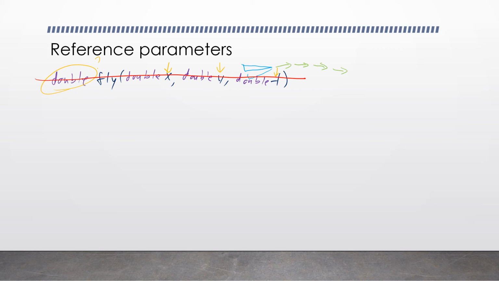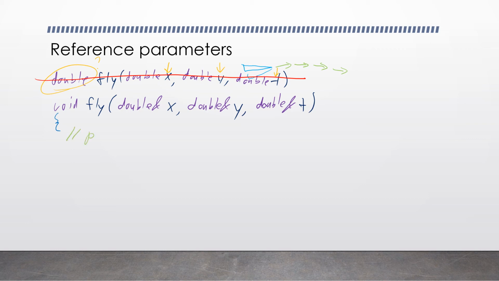We're going to use reference parameters so that we can write void fly, and we're going to write double with an ampersand x, double with an ampersand y, and double with an ampersand t. Now, in our code, we'll perform our flight calculations to determine the effects of drag and gravity and such, to give us velocity in the y direction and velocity in the x direction.